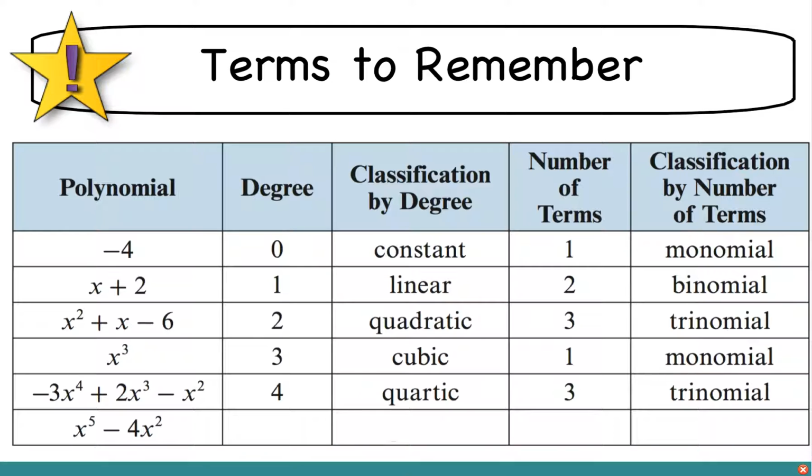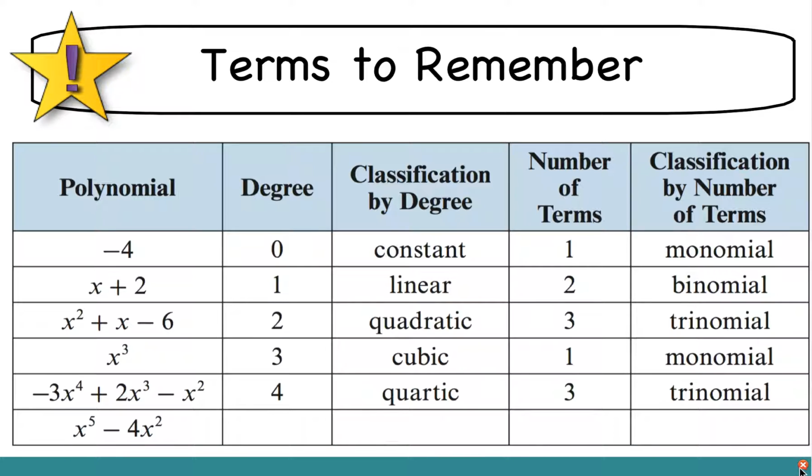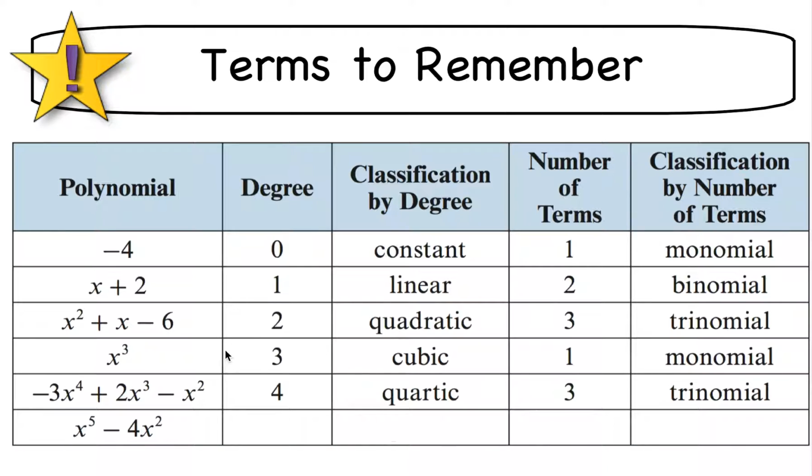All right, and this looks like the last one, so I can get rid of my screen shade here. This last one has a degree of 5. So we call it a quintic when we classify by degree. The number of terms is 2, so it's a quintic binomial.